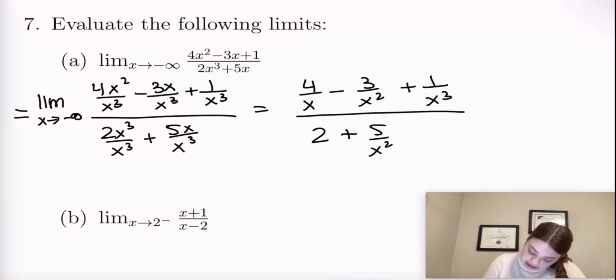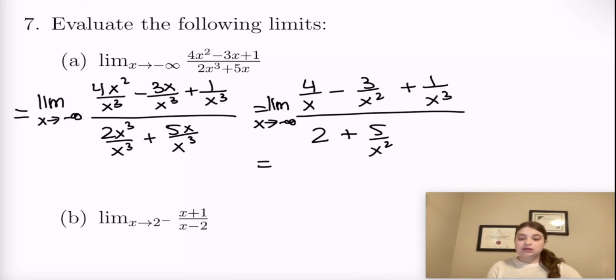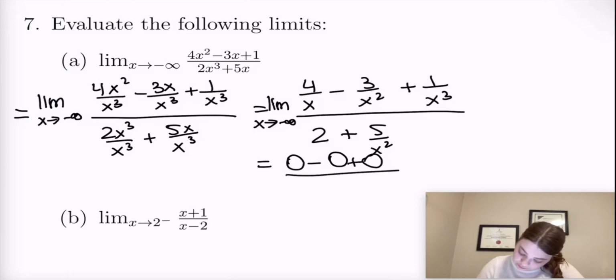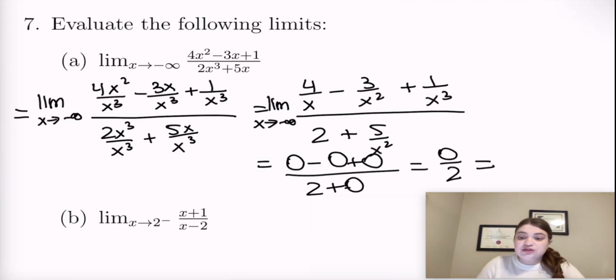Once we actually plug in, and I should write this here as well, once we actually have negative infinity here, what's 4 over negative infinity, or anything where negative infinity is that denominator? All of those are just going to go to 0. So we're going to have 0 minus 0 plus 0 over 2 plus 0. And that's going to be 0 over 2. And what's 0 over 2? It's just 0. And so the trick we used earlier was correct. We got that it was 0, but now here we've actually written out why it would be 0 and gone over it in a bit more detail.